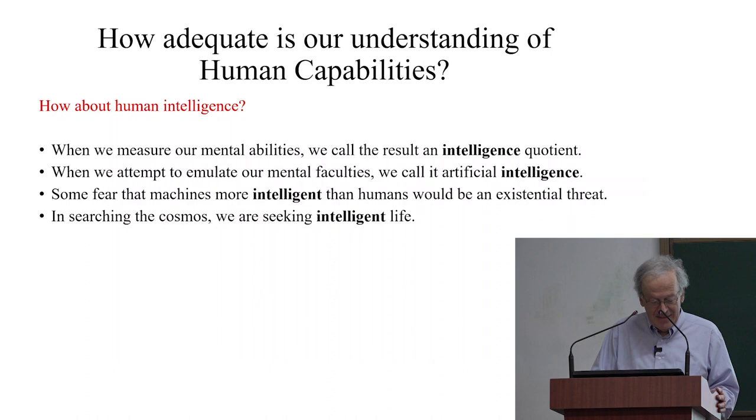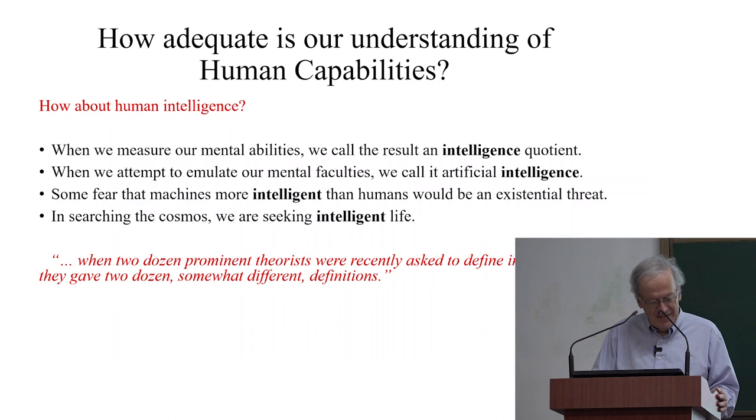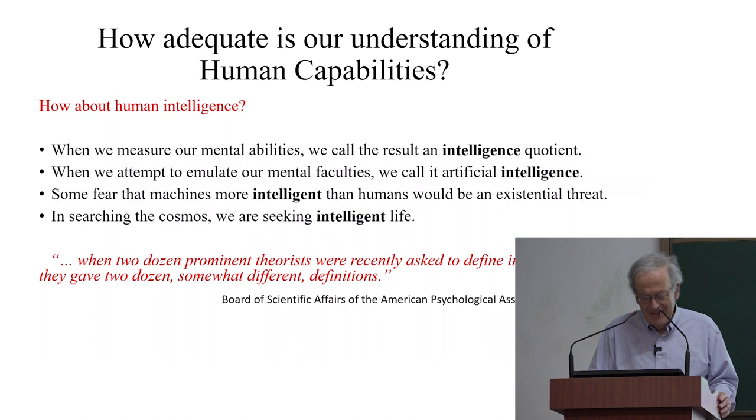But when 2,000 prominent theorists were recently asked to define intelligence, they gave 2,000 somewhat different definitions. So intelligence kind of didn't work out. This was the American Psychological Association, which was concerned with IQ tests. Somehow intelligence hasn't served us well because we can't define it. People have tried, we use it, but we can't define it. So in some sense, this whole talk is about finding some notion which is of that nature but more useful.